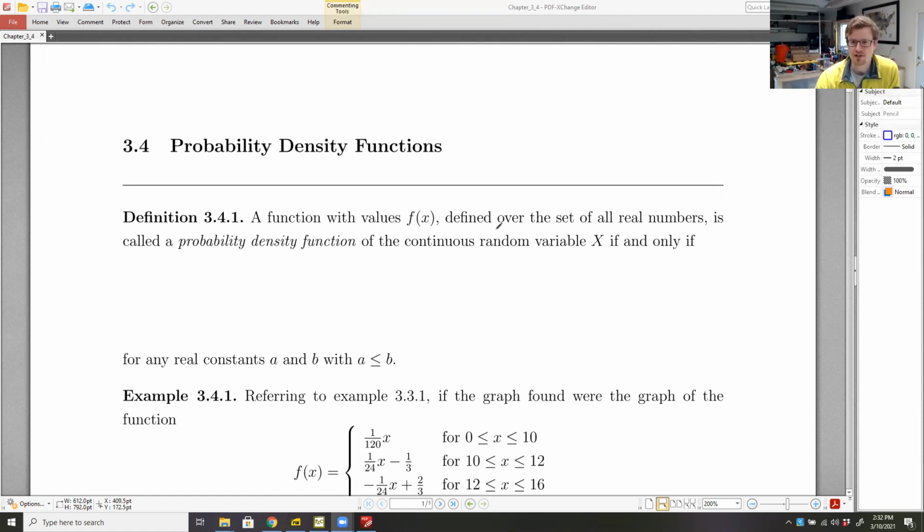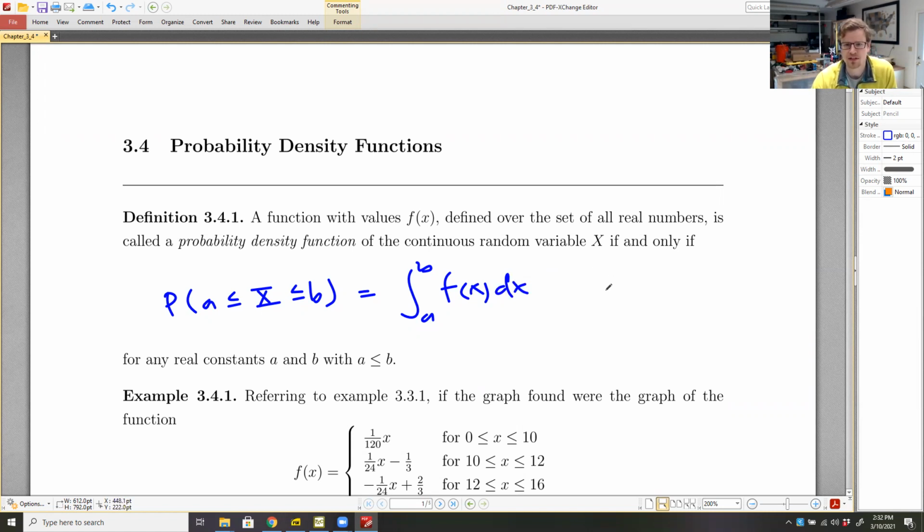A function with values f of x defined over the set of all real numbers is called a probability density function of the continuous random variable if and only if the probability that the random variable takes on values between a and b is equal to the integral from a to b of the function f of x. In this case, we should have negative infinity less than a less than or equal to b less than infinity, I think, is what we require. But anyway, this is the idea.